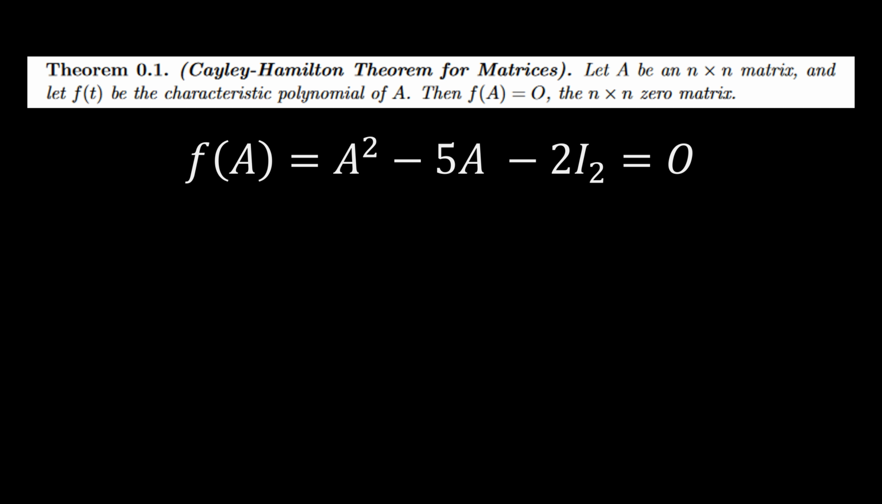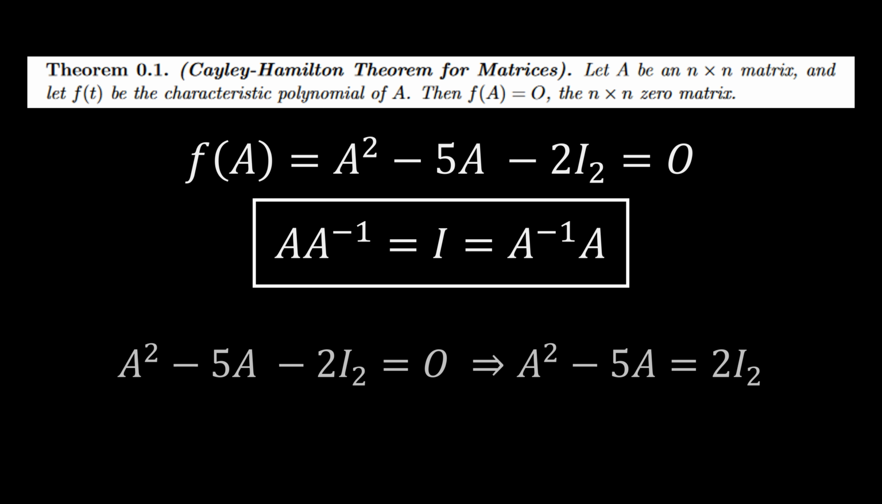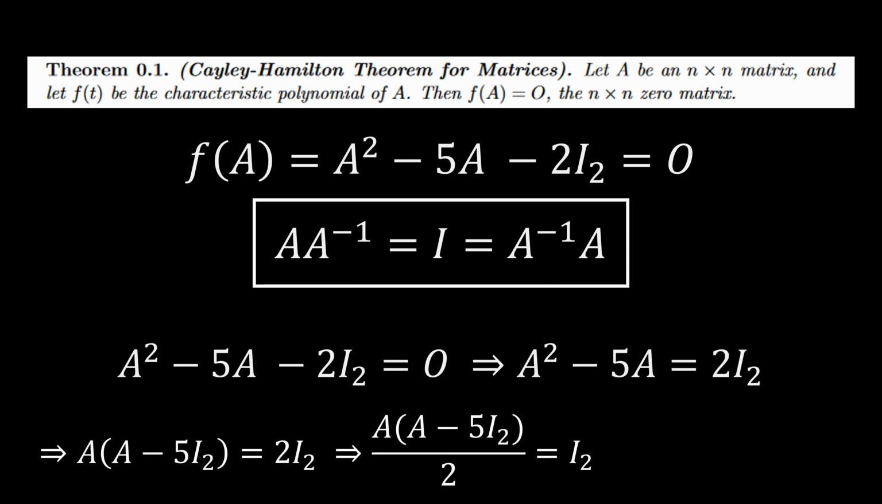Now, to actually calculate the inverse of A, notice that the definition of the inverse states that A times A inverse equals I. So, using this, our first step is to move 2I2 to the left side of the equation. Next, if I factor out an A on the left side, I get that A times some other matrix equals 2I2. Lastly, dividing by 2, we get that A times (A minus 5I)/2 equals I. And from our definition, that implies that A inverse is equal to (A minus 5I2) all over 2.